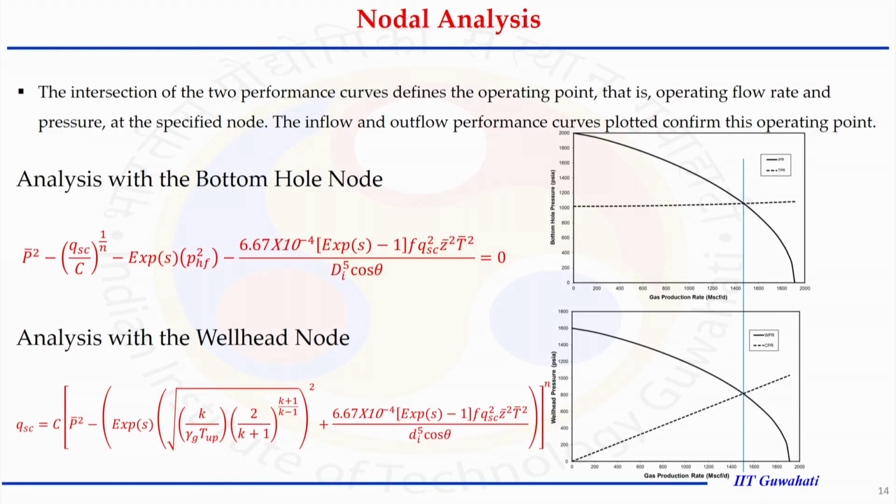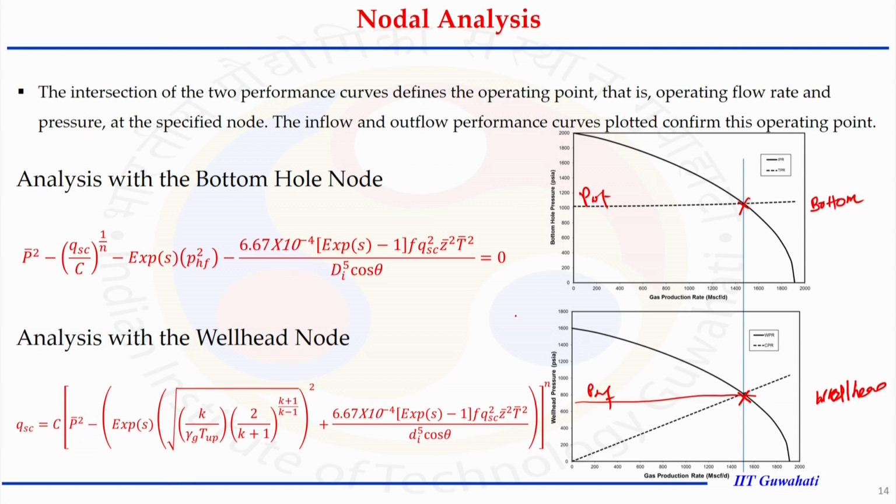So, this is the summary of the nodal analysis, and we can see here that we have either the bottom hole or the wellhead as a node. In both cases, the Q will be the same, while the pressure can be estimated. So, this is PWF and this is PHF, which can be estimated with the help of this.